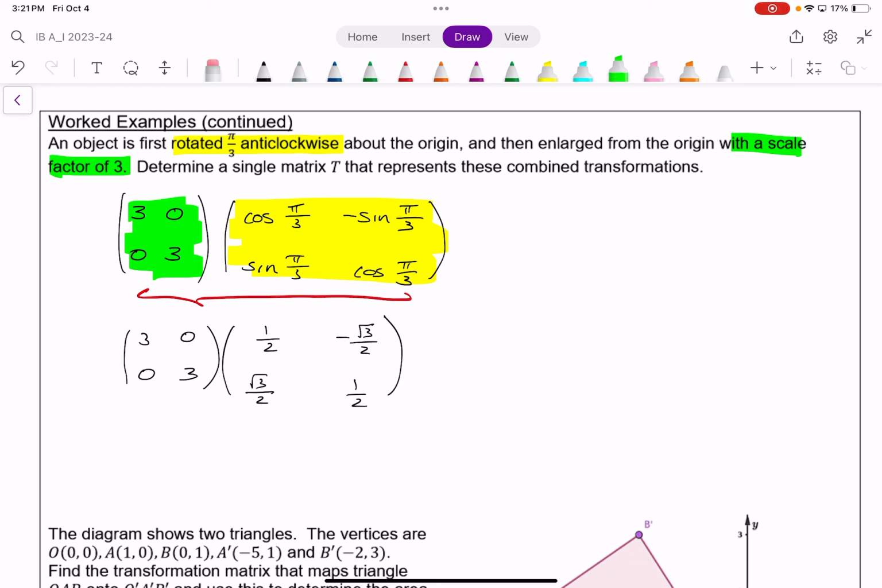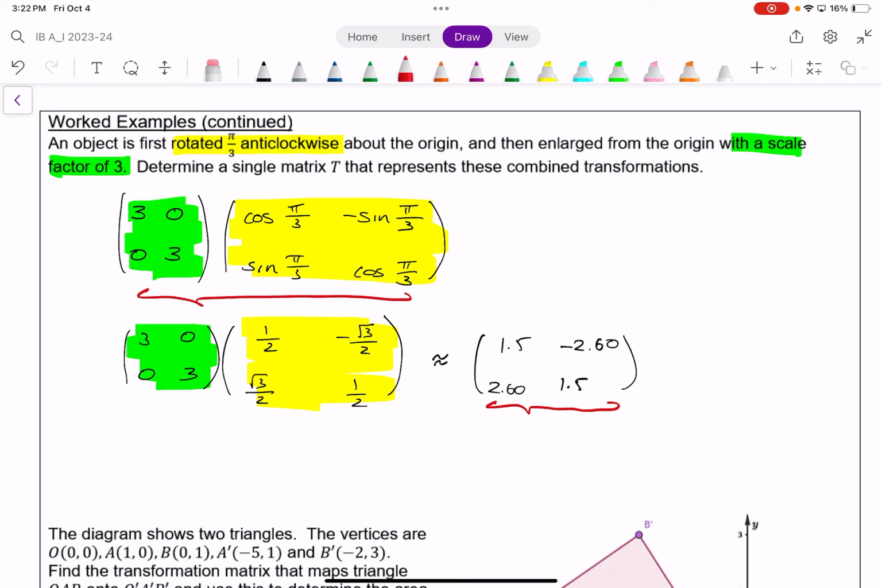Okay, so again, this is the enlargement, this is the rotation, and when you multiply those, you get exactly 1.5 on the diagonal, and approximately negative 2.60 and positive 2.60 to 3 significant figures. And so keep in mind, this represents the transformation matrix that accomplishes both these transformations in this order. This one transformation matrix applied to any two-dimensional shape will rotate it 60 degrees anti-clockwise and enlarge it by a scale factor of 3.